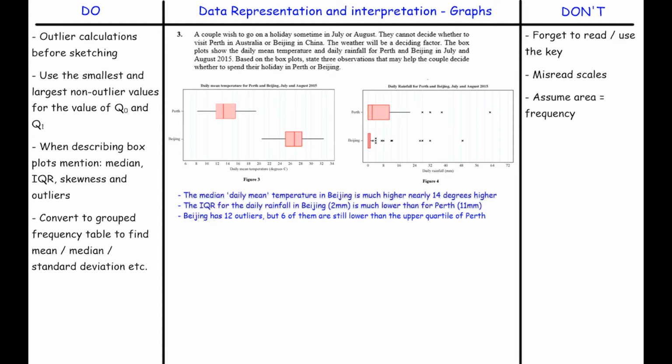Okay, next, when we're describing box plots, what do you need to mention? It's the median, the interquartile range, the skewness, and the outliers. Those should be things that you measure and talk about regularly. So in the example that we had here, we're going back to the example about Perth versus Beijing. The median daily temperature, straight away I spoke about the median. The interquartile range for the daily rainfall, and the amount of outliers. Not only did I mention those mathematical things, I mentioned them in context. So I was talking about a comparison between one, Beijing, and the other, Perth.